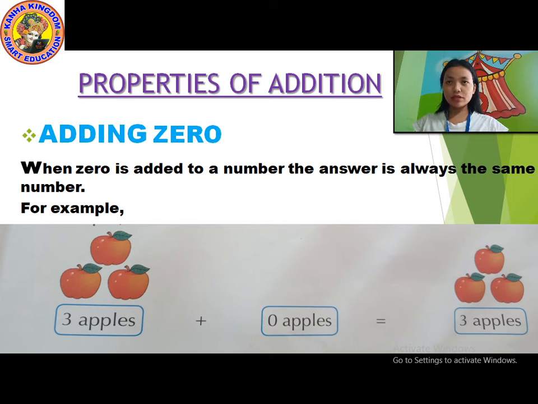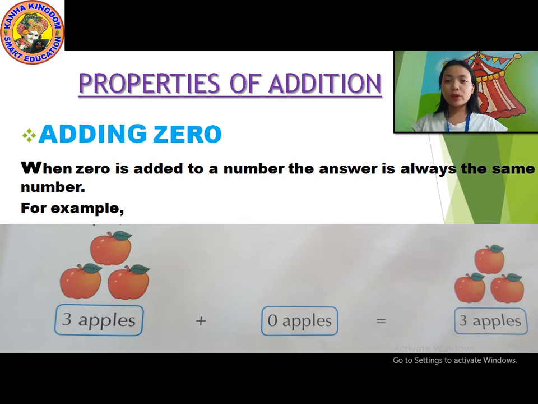The first property of addition is adding 0. When 0 is added to a number, the answer is always the same number, or the number itself. See, when you add 0 to 9, the answer is always the number itself. That means the answer is 9, because you are adding 0 to 9, right? So this is the way of adding 0.